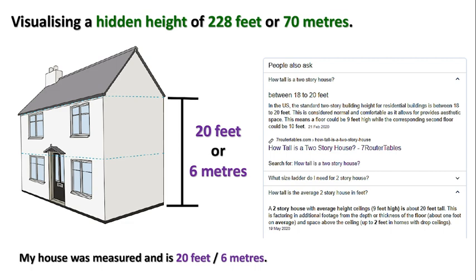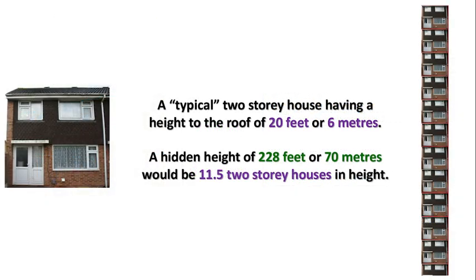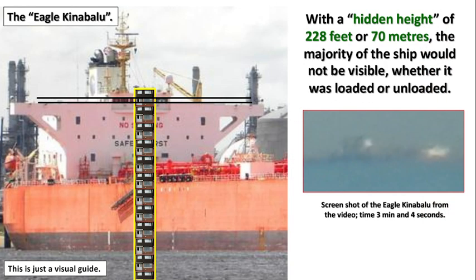My house was measured and is 20 feet, or 6 meters tall. A typical two-story house having a height to the roof of 20 feet, or 6 meters. A hidden height of 228 feet or 70 meters would be 11.5 two-story houses in height. The Eagle Kinabalu. With a hidden height of 228 feet or 70 meters, the majority of the ship would not be visible whether it was loaded or unloaded.